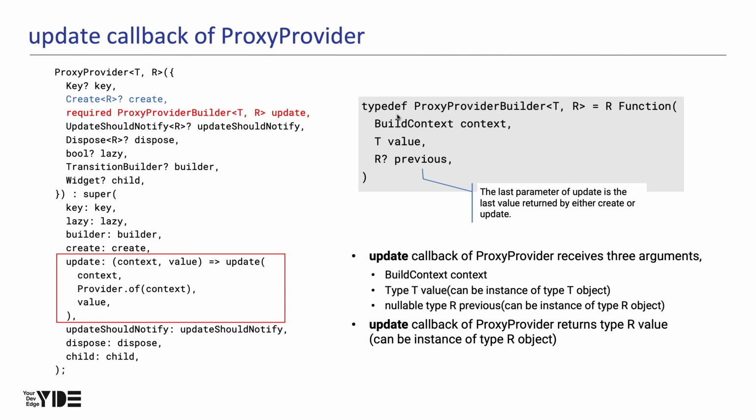That's why previous is a nullable type. However, if you look at the red box in the constructor on the left, you may think, what is this? The update with 2 arguments calls an update with 3 arguments. We'll see why this is in a moment.